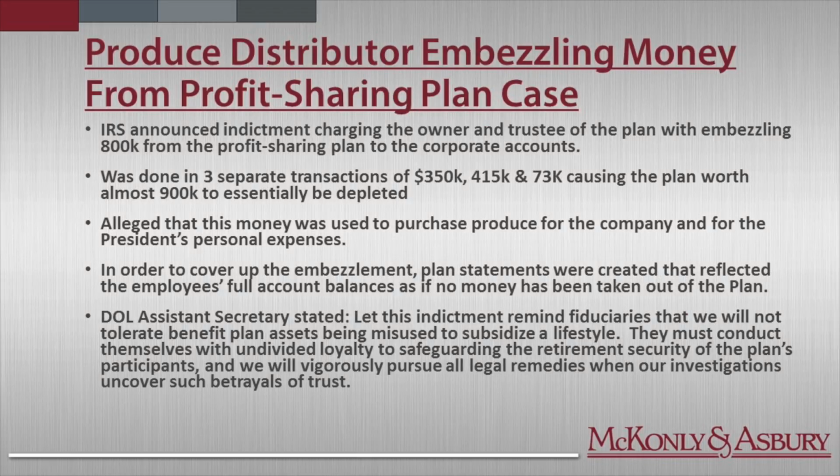And in this specific case, we have a produce distributor embezzling money from a 401k plan, essentially. And this one's a little bit more complicated because there was collusion. So the owner of the company and a trustee outside the organization basically worked together to pull money from the plan. All told, there was about $800,000 moved from the 401k plan to corporate accounts in 3 separate transactions, as you'll see. So basically what they did was almost deplete the 401k plan.